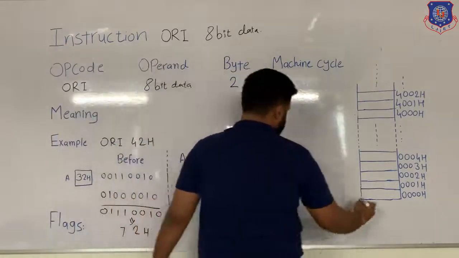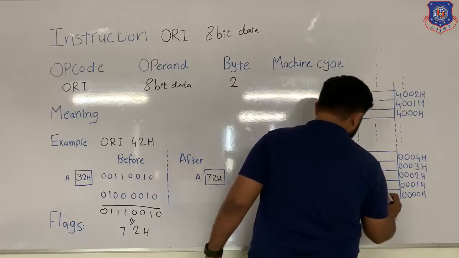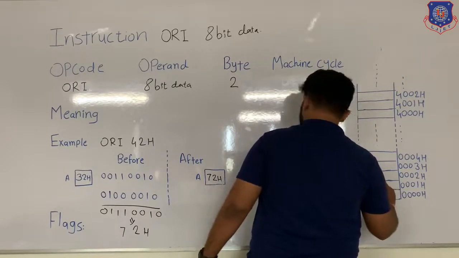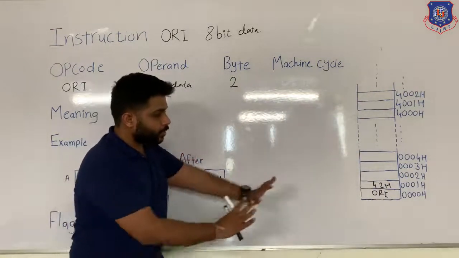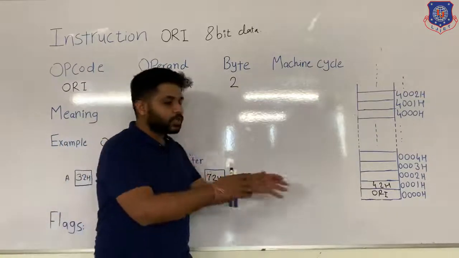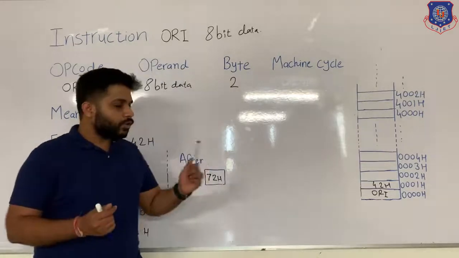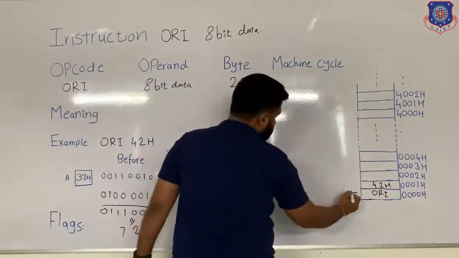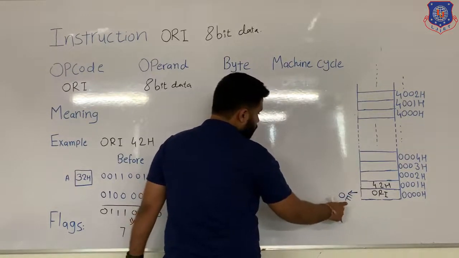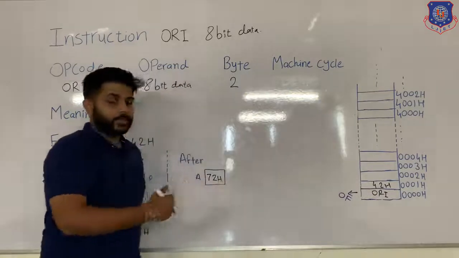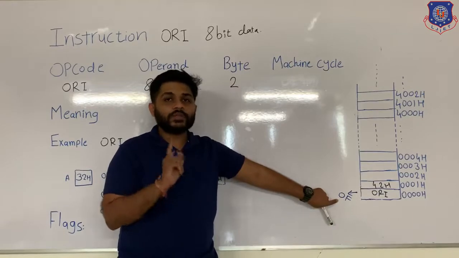So in the first location, the opcode will be stored. In the next location, the 42H will be stored. So we have given the instruction to the memory and the memory has stored the instruction. After the instructions are stored in the memory, the processor will start doing its task, that is fetch, decode and execute. Now to fetch, the processor will perform the first machine cycle, that is opcode fetch. Now notice, if the processor performs opcode fetch, only ORI will be transferred. To fetch this whole instruction, this opcode fetch machine cycle is not sufficient.